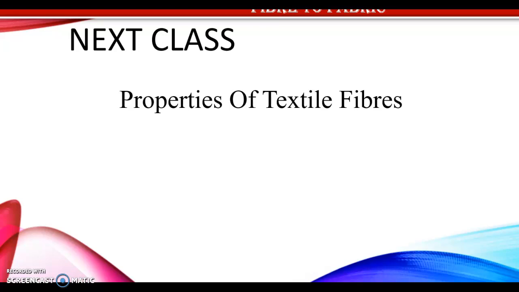Okay, once again I conclude this session by giving a short recap. Today we have discussed the types of fibers. The fibers are mainly classified into natural fibers and man-made fibers. Natural fibers are again divided into three types: animal fibers, vegetable fibers and mineral fibers. And man-made fibers are divided into two types: synthetic fibers and regenerated fibers.